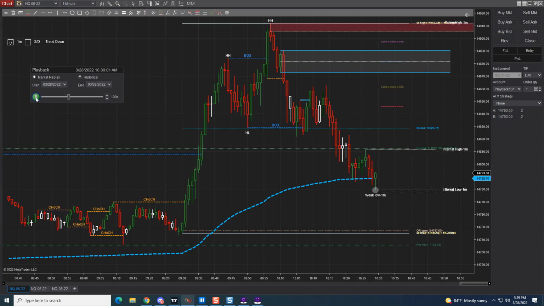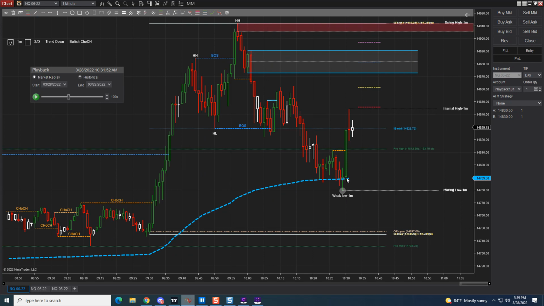I think we get a decent example here. So we're still going down. Okay, now all of a sudden something changes. So note what happens, right? We come down, we buzz VWAP.